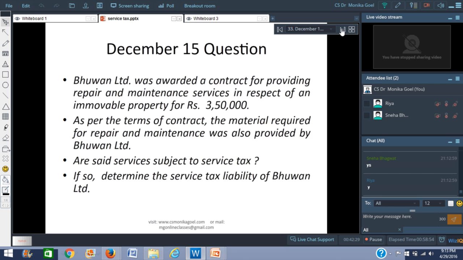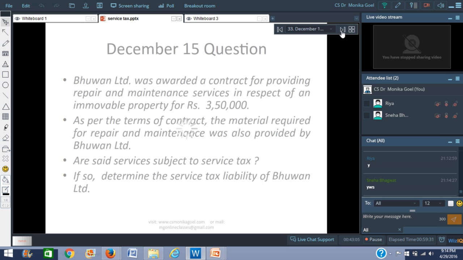So with respect to immovable property, rather it is the most common thing. So as per the terms of the contract, the material required for repair and maintenance was also provided by Bhuvan Limited. So it's like a works contract now, right? Though he has taken the contract for repair and maintenance, it is incidental to that particular contract that the material required will also be brought by him. Are said services subject to service tax? Answer is yes. If so, determine the service tax liability of Bhuvan Limited.